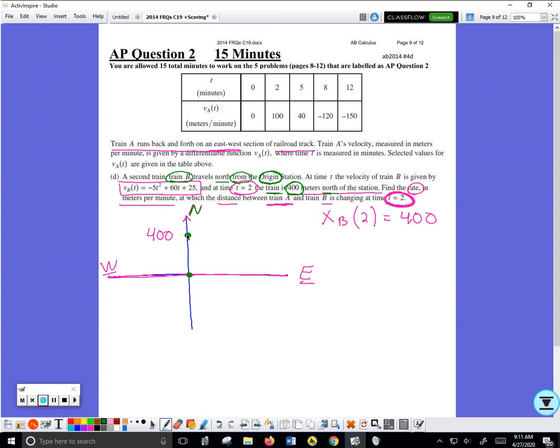Find the rate in meters per minute at which the distance between train A and train B is changing at time equal 2. As I just sent out a text, I made a mistake on this. I didn't include part C in this practice test because part C had an item that will not be tested this year. But in part C, they told us that the position of train A at time 2 was 300 meters east of the station, and you need that information to solve this problem. So here's train A, 300 meters east of the station.